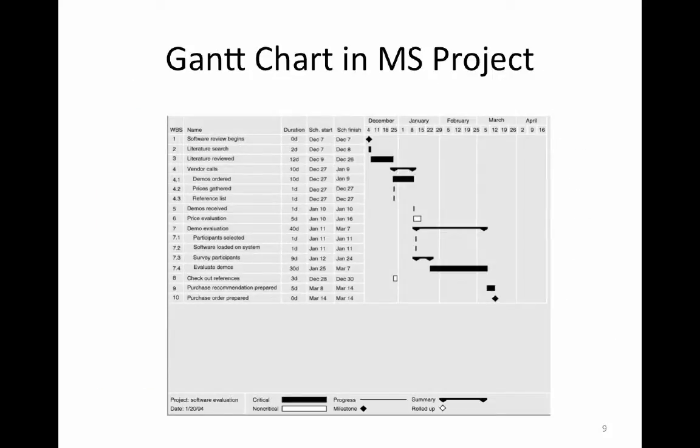Okay, here's a Gantt chart in Microsoft Project. So again, you can see it looks very similar. We have all the tasks down here. You have the duration of the tasks, so this is expected to take 0 days, 2 days, and so on. And then you have the dates. So here day 1 was on the 4th of December, so that's why we have this blocked in.